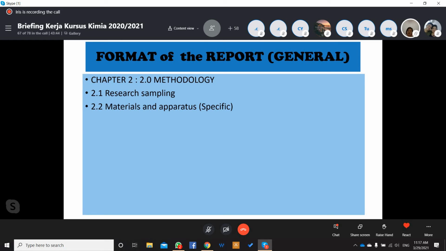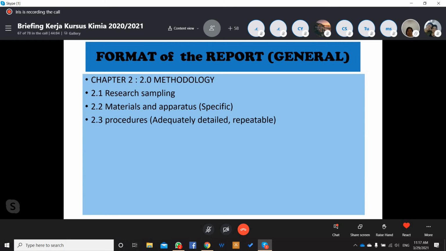2.2, materials and apparatus, be more specific. If you want to use a conical flask, what size? Is it 250 or 500 cm3? If using a pipette, is it a 25.0 pipette or a 50.0 cm3 pipette? So be specific.